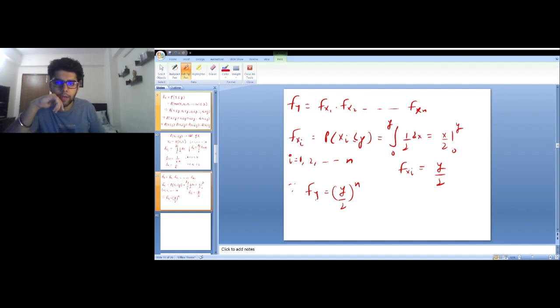Right. Now we have gotten the CDF of y. CDF of y was probability of y less than or equal to y. So this is the CDF of y. For finding the PDF of y, I'll just differentiate this function. So F of y is equal to 1 upon 2 to the power n into y to the power n. So my PDF of y will become f of y, and differentiating this term will give me n upon 2 to the power n, because 2 to the power n is a constant, so it will remain as it is, and y will become y to the power n minus 1.